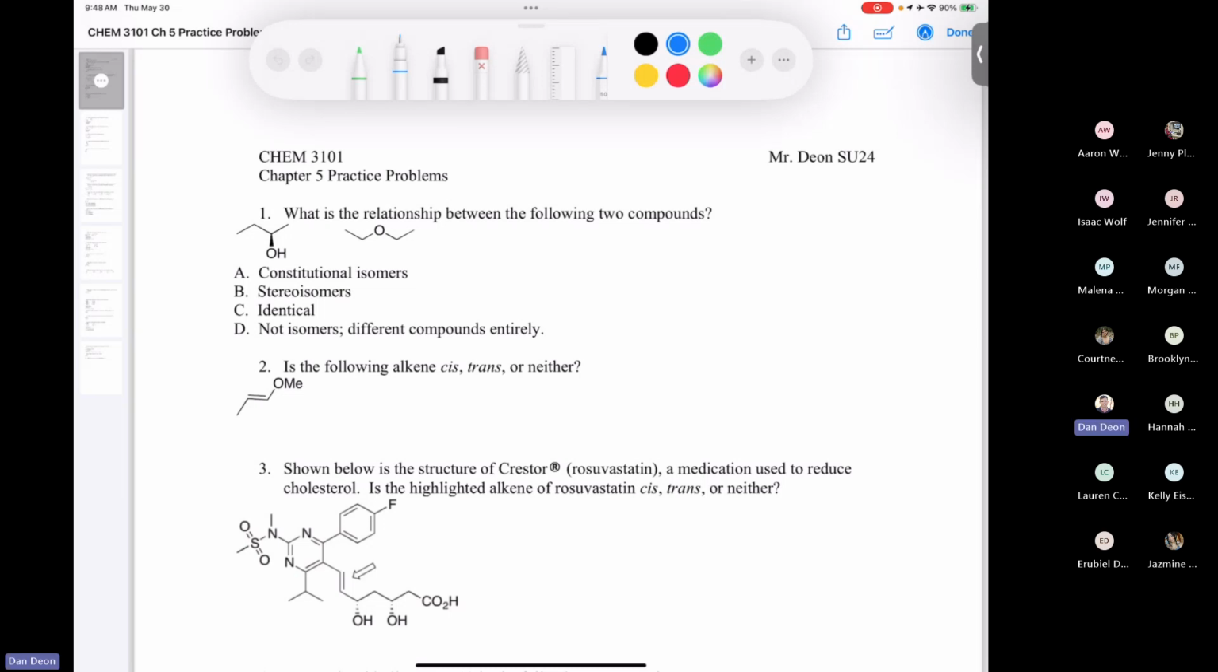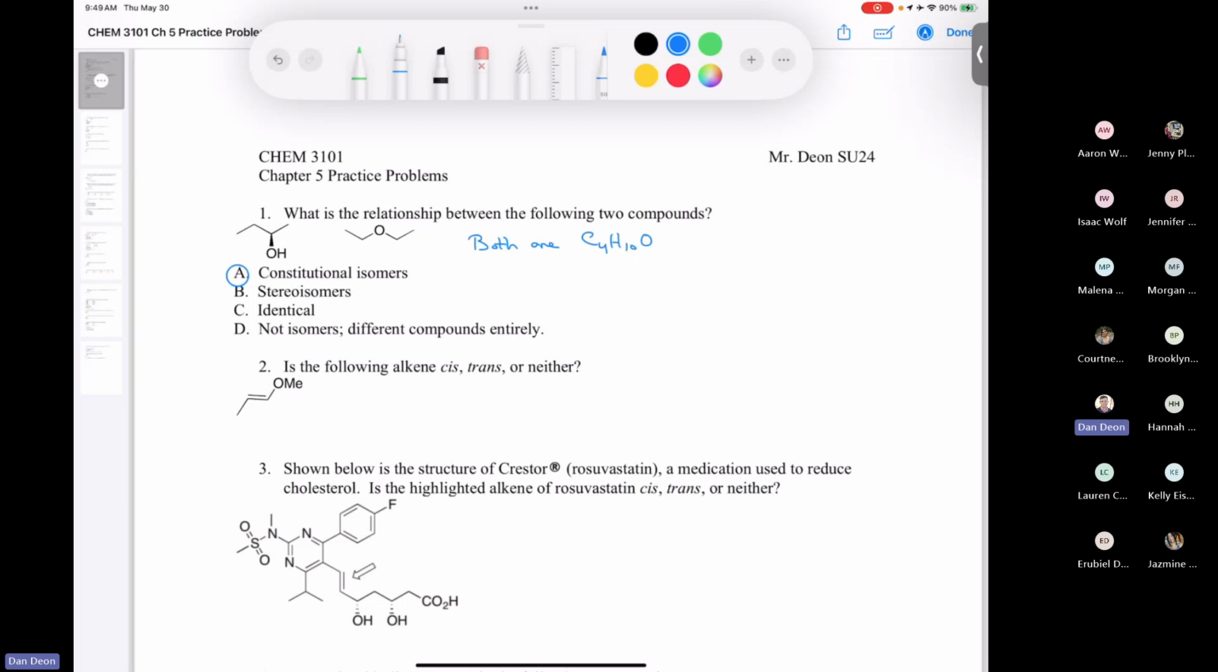But the first two compounds, you can see they're clearly not identical. One's an alcohol and one's an ether, and they both have the same molecular formula. So both are C4H10O, but they have a different connectivity. And so we would say that these compounds are not stereoisomers. They are constitutional isomers, right? They have the same constitution. They're made up of the same atoms, but they have a different connectivity. So they are isomers, but they would be constitutional isomers.